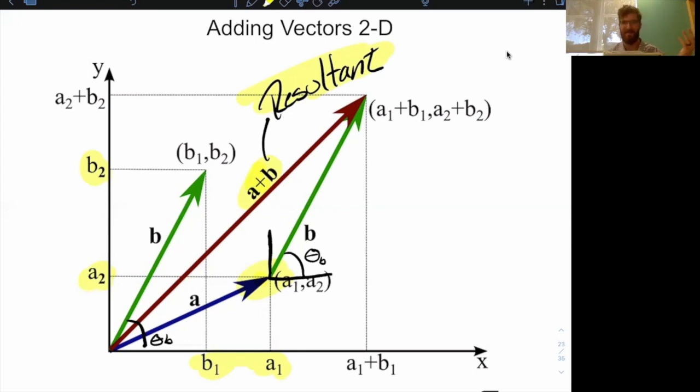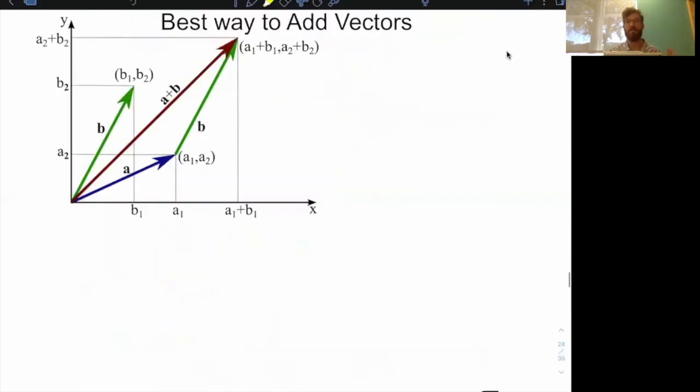Now, how do we get to this, ladies and gents? This is a rather complicated process right here, right? I mean, it seems a little unrelated to what we've talked about before. So let me break this down for you and show you how you can do the math of a problem like this. So let's talk about the best way to add vectors, ladies and gents.